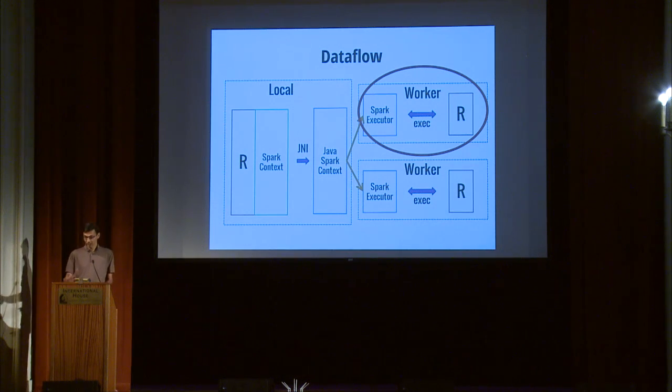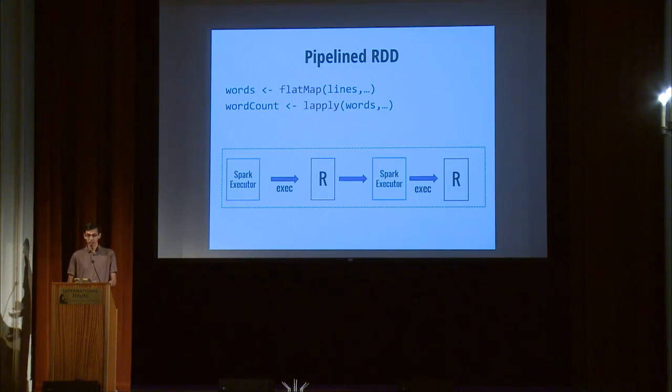The other interesting thing which we worked on is optimizing this communication between the Spark executor and the R process that is run on each machine. And specifically, the case that we looked at was when you have a series of transformations, it could be pretty expensive for you to have this communication repeatedly between the Spark executor and the R process.